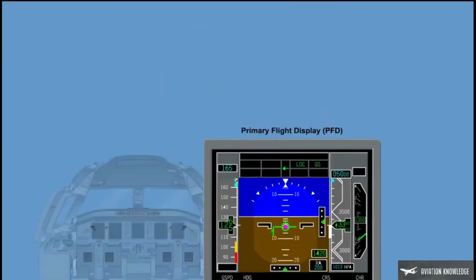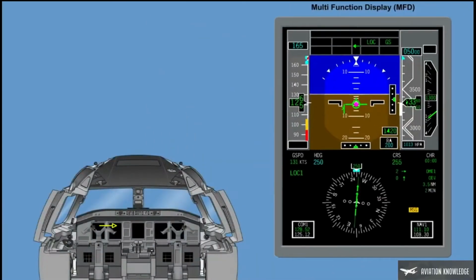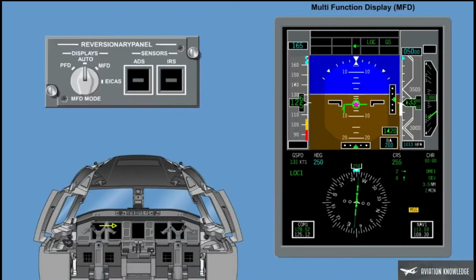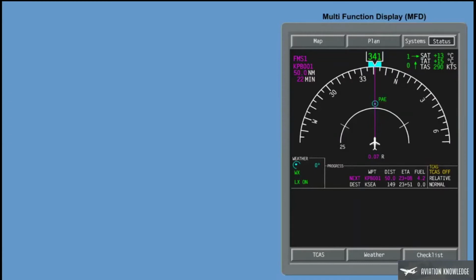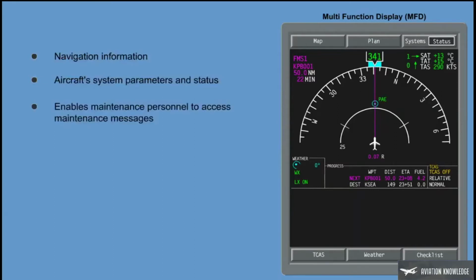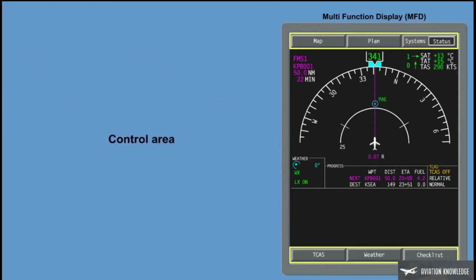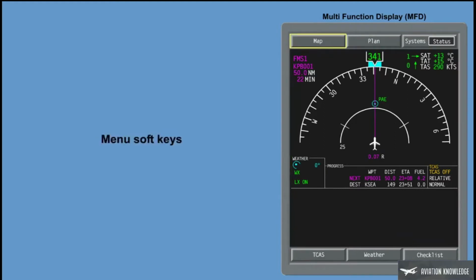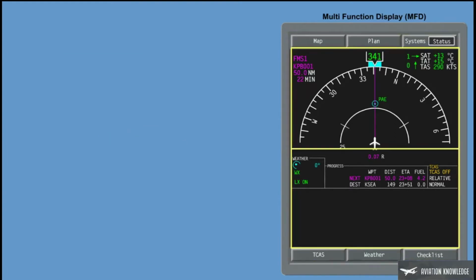In the event of a display failure, information may be presented in the MFD by appropriately setting the reversionary panel. The multifunction display presents navigation information, shows aircraft's system parameters and status, and enables maintenance personnel to access maintenance messages. The MFD display consists of control and information areas. The menu soft keys, on the top and bottom of the screen, are used to select formats and control various systems. The selected information is displayed on the split-up screen.